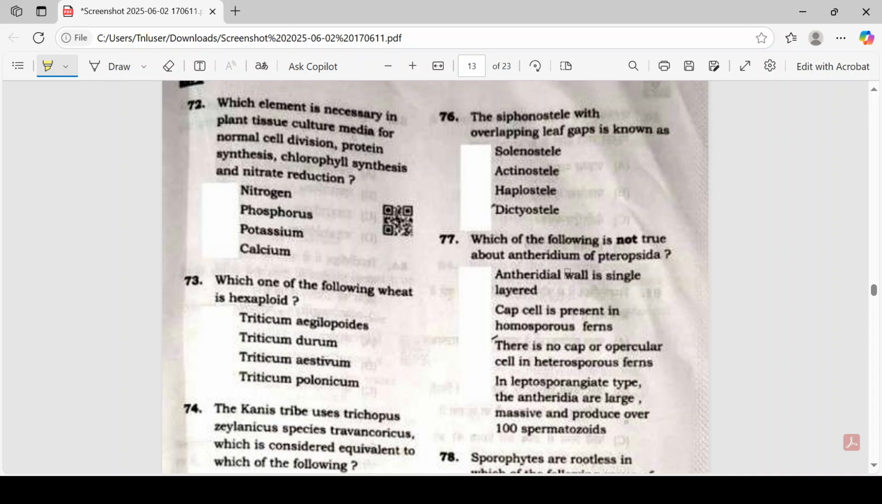So yeah, let's discuss question number 72. Which element is necessary in plant tissue culture media for normal cell division, protein synthesis, chlorophyll synthesis, and nitrate reduction? So yeah, the correct answer over here, we are discussing question number 72, will be nitrogen. All right.